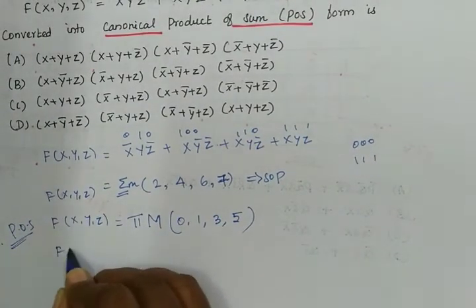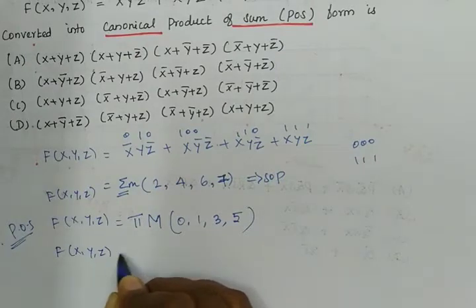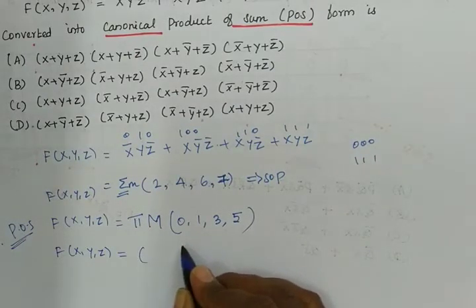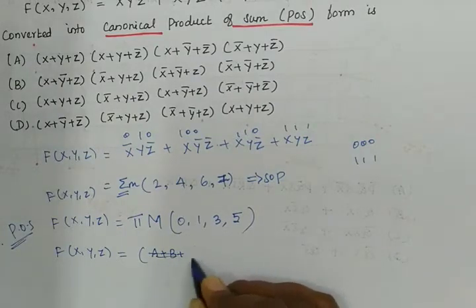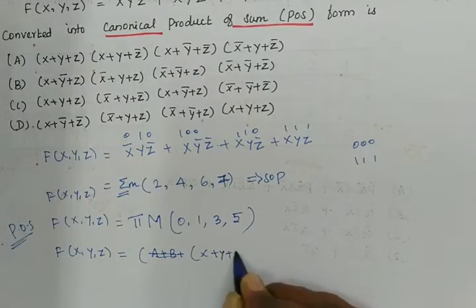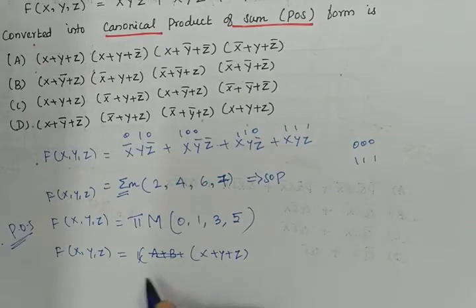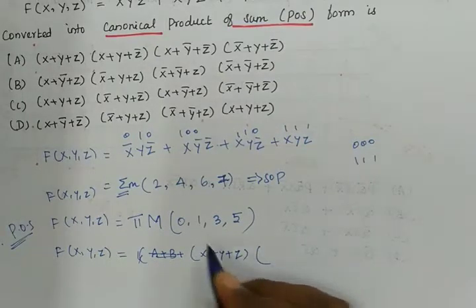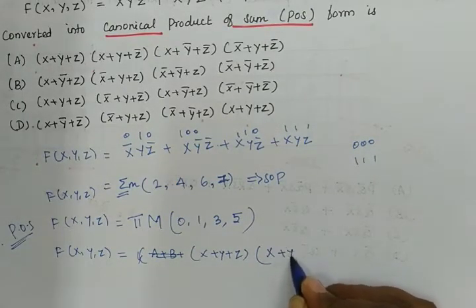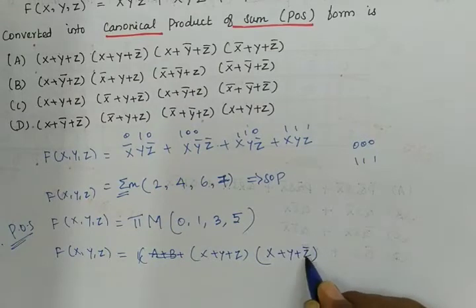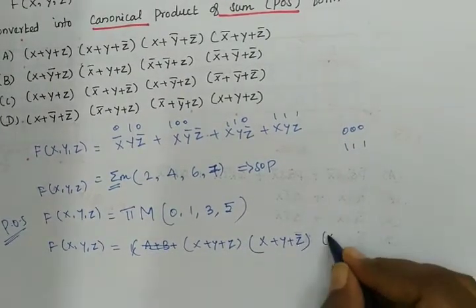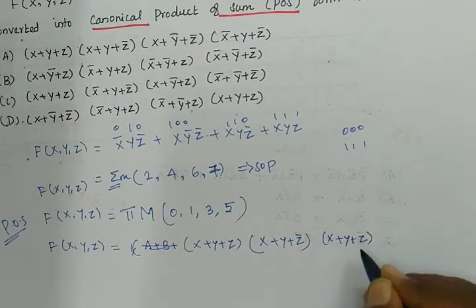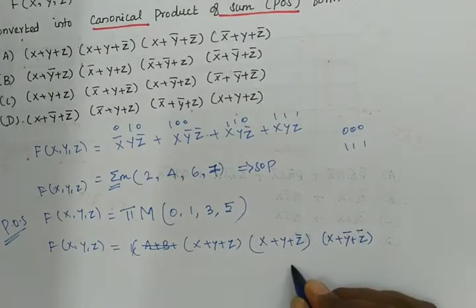Now we can write this using the expression F of X, Y, Z equal to. We can represent 0 as X plus Y plus Z, because we have used the variables X, Y, Z, into. Now what is 1? X plus Y plus Z bar, because if you put 1 here, that will become 1. Then 3: X plus Y bar plus Z bar, so 2 plus 1 is 3. Then 5.